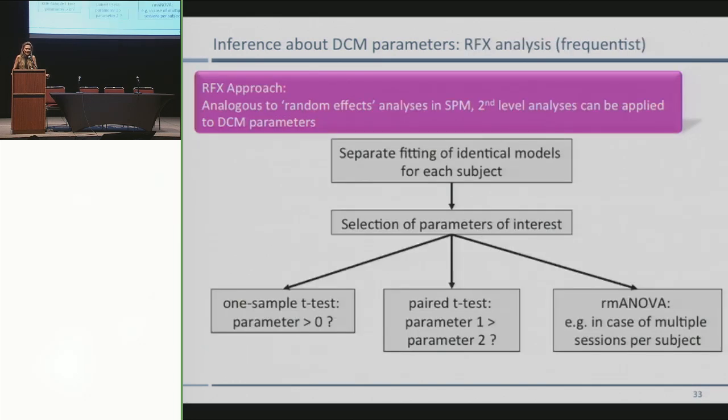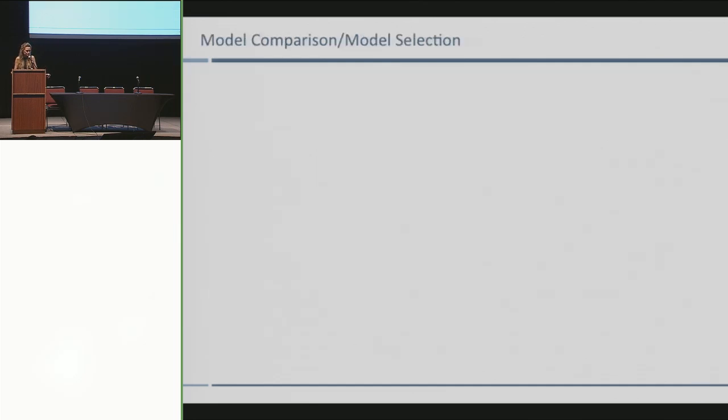Or we can take a classical kind of second level approach and take every mean estimate from the posterior, take your particular parameters of interest and do things like a t-test. So is one connection bigger than 0 across my group of subjects? Or are certain parameters different in my group? Or indeed, we can do things like ANOVAs and test for patient effects if you like as well.